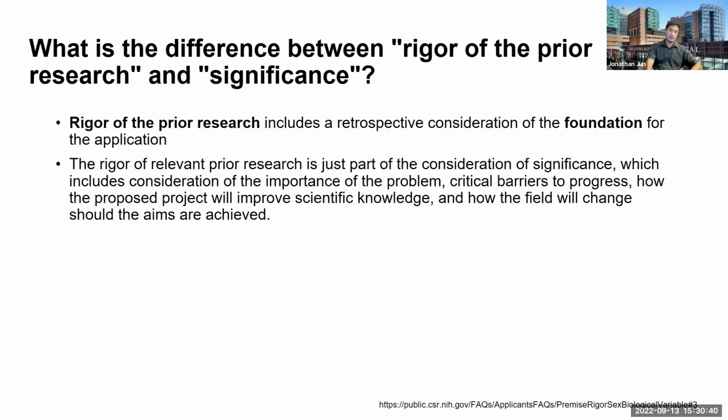All right, what's the difference between rigor of prior research and significance? So rigor of prior research is a retrospective consideration of the foundation for the application, and it is part of the significance. Remember, your significance is the broader discussion of the importance of the work. Rigor of prior research is just one element of significance where you get into foundational knowledge leading to this project.